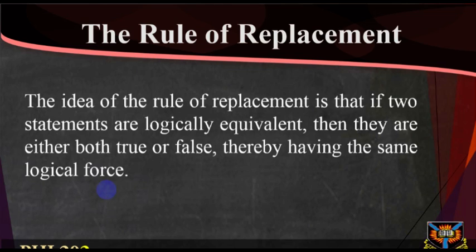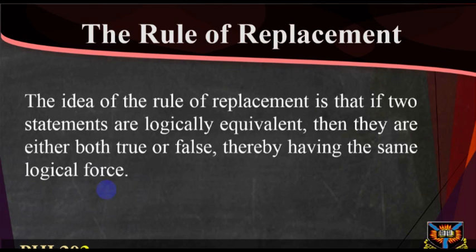Number 1. De Morgan's theorems, abbreviated as DEM. Not (P and Q) if and only if (not P or not Q). Not (P or Q) if and only if (not P and not Q).